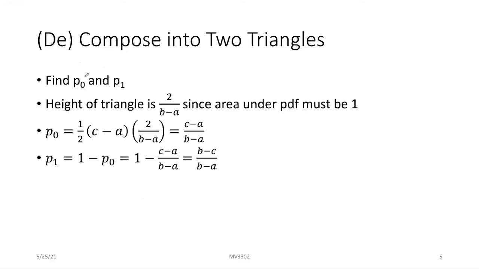Okay, so here's basically what I just did. We want to find P0 and P1. The height is 2 over B minus A. So P0 is the calculation I just did. And just for completeness, P1 is just 1 minus that. And then it turns out to be this quantity.